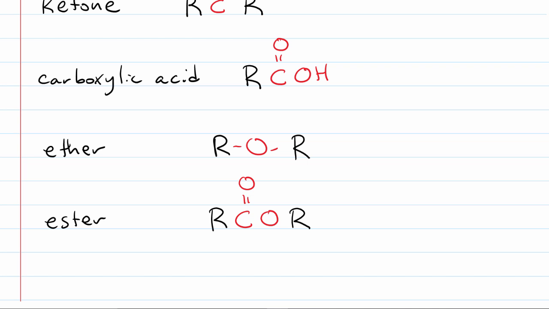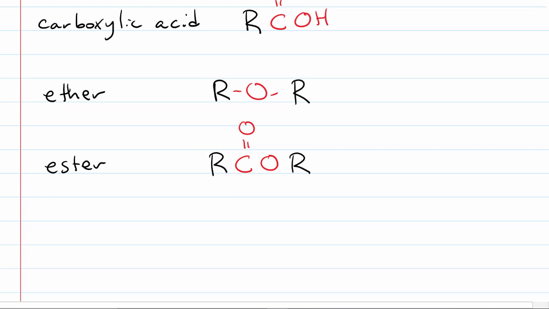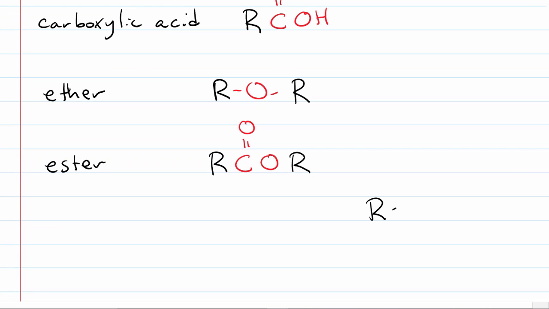Now at this point, you look at this stuff and you say, well, we need to define something, and what do we need to define? What is R? Exactly, what is R? Well, R is easy. R is just a general formula for an alkyl group. Remember that an alkyl group is basically an alkane that has had one hydrogen removed. So every time you see R on here, R stands for an alkyl group.